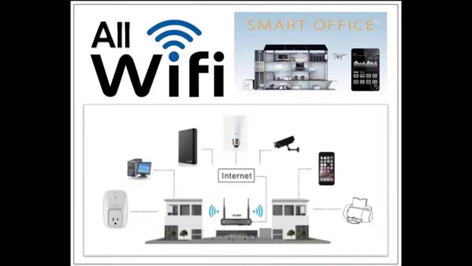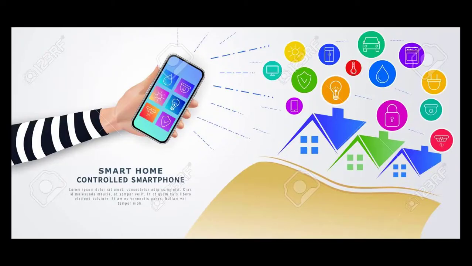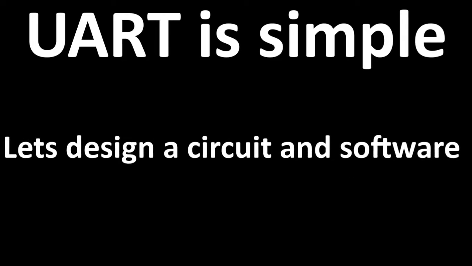You can also develop a Wi-Fi circuit, and if I develop a Wi-Fi circuit, I can control it from anywhere in the world. You can control your complete home sitting anywhere in the world. Lights, bulb, washing machine, AC, any appliances, etc. All this can be done using UART. Your whole home will be in your palm. UART is simple. It's not that difficult but very useful. Let's design a circuit and software so that you may know it is not that tough.